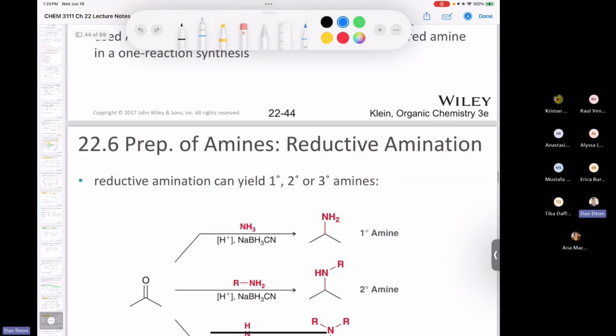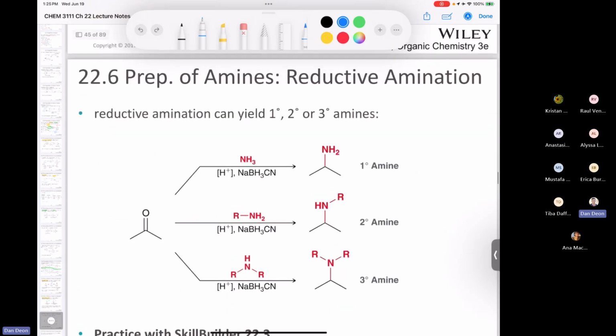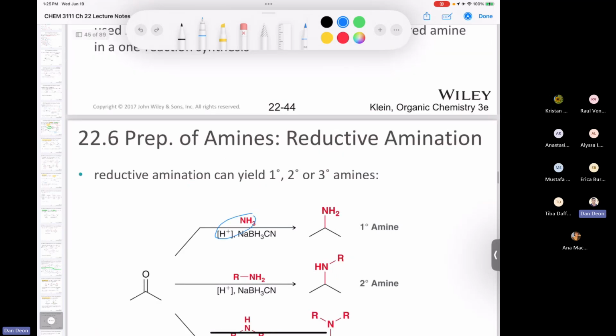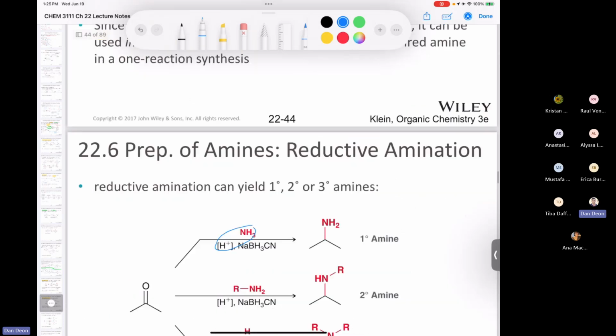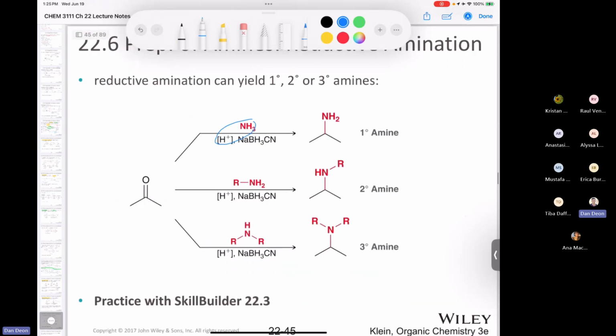So what's going to happen is in the first part, you're going to form the imine with your catalytic amount of acid and your amine. So let's say you started with acetone and you treat it with ammonia, a catalytic amount of acid, and sodium cyanoborohydride. Again, we use NaBH3CN for sodium cyanoborohydride. Anyhow, I digress. What you would end up with in this case would be this imine. Okay, that's the intermediate after the first step, but then the sodium cyanoborohydride is going to reduce that down to a primary amine.